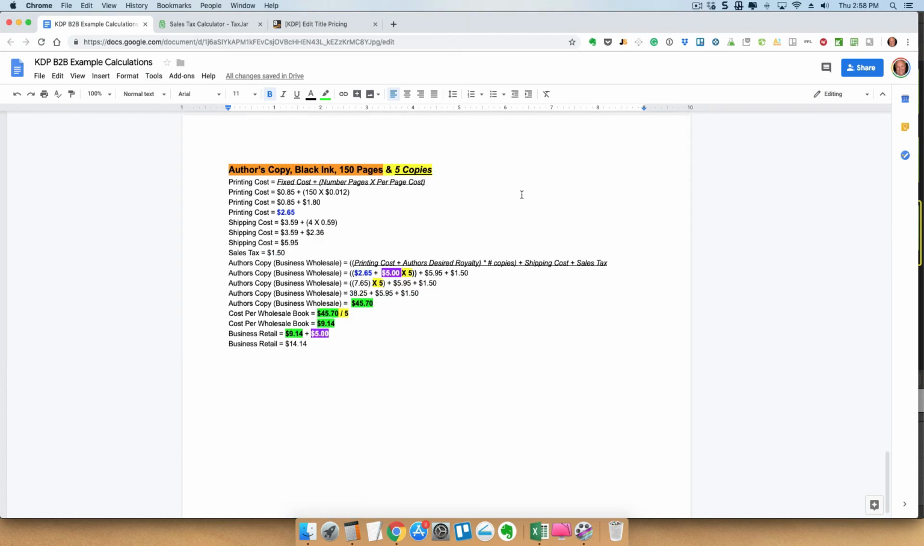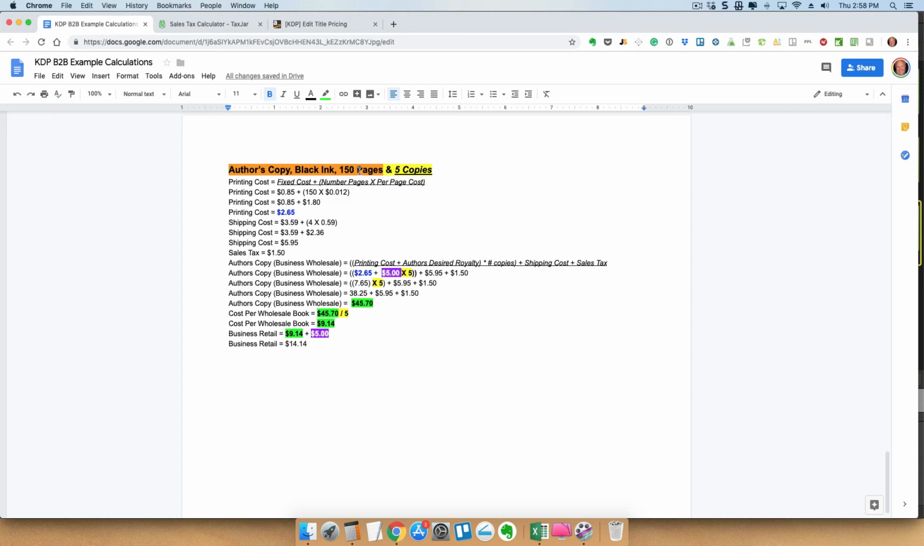Alrighty. So now we want to go over another situation with the author's copy, but now we're going to order more than one copy of the book for the business. So before we were just showing the example of one, the cost of one book. Most likely they're going to have more than one. So here's an example if they wanted to get 5 authors' copies that they could resell in their physical location. So a lot of this is very similar.